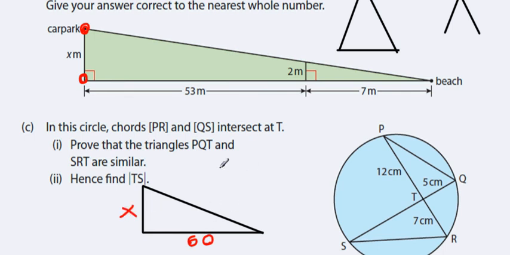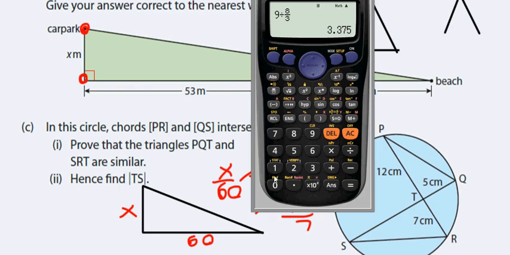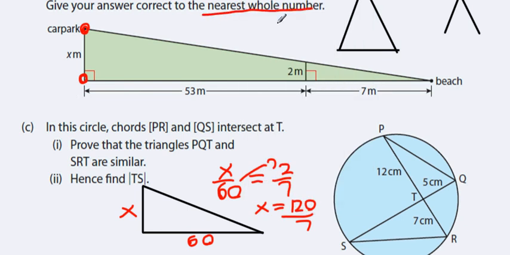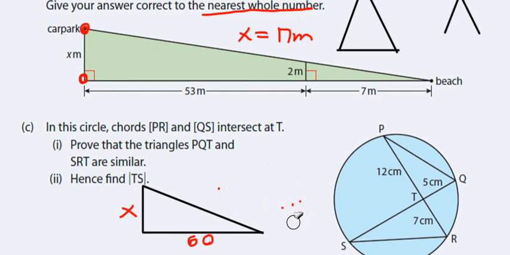Now we know this slope is X over 60. Remember, rise over run is the slope. Rise over run has to equal 2 over 7. So if you just cross multiply the 60, X equals 120 over 7. We're going to get 17.14. So it wants it to the nearest whole number, so X equals 17 meters. Okay, so that's a very easy question, just rise over run, very much like a geometry question. Okay, alright guys, next question.